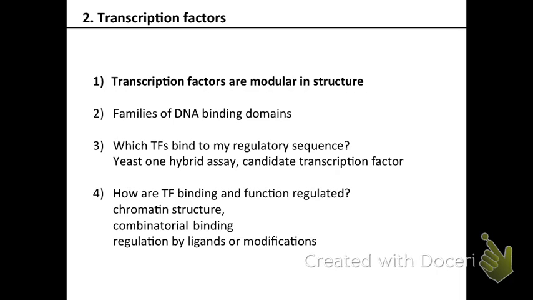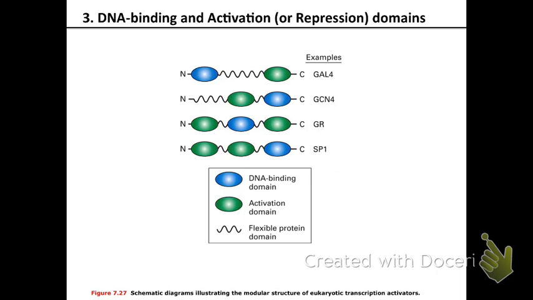All right, the first thing that we're going to talk about is the fact that transcription factors are modular in structure. What I mean by that is that for a typical transcription factor, you will find a region of the protein, a protein domain, that can bind to the DNA, which we call the DNA binding domain, and another domain which is important for regulating transcription. This could be an activation or a repressor domain depending on the transcription factor. So in the case of the yeast transcription factor GAL4, you have a DNA binding domain at the N terminus of the protein and the activation domain at the C terminus.